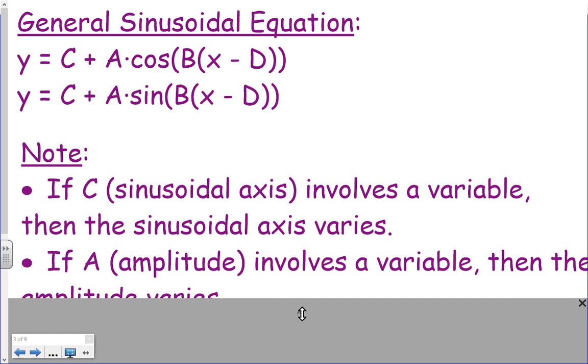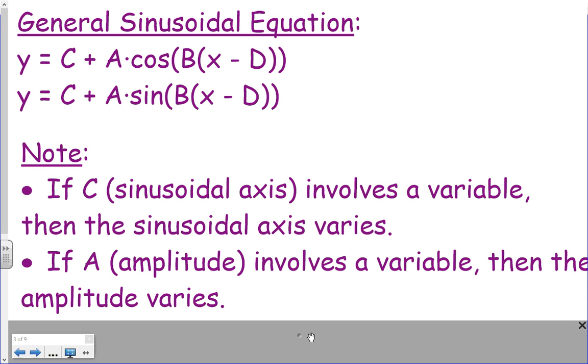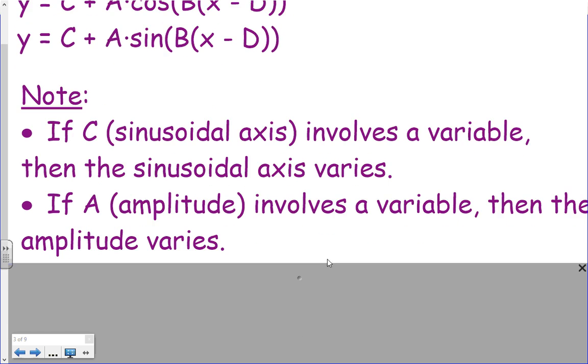Likewise, if we do the same thing with a, which of course is our amplitude, if a involves a variable, then that means that the amplitude is going to vary. So your function might not have the same amplitude all the way through. If we're close to the origin, it might have a smaller amplitude than if I'm further away from the origin, in other words. So the amplitude could vary if I make that a variable.